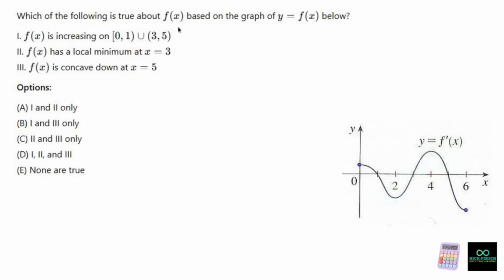Following is true about f of x based on the graph of y equals f of x below? Well, this is a calculator problem that doesn't require a calculator. All right, so we're just looking at the fact that this graph is of the derivative. Okay, so using this information of the derivative, we should be able to talk about the regular function. Now remember what derivative gives us.